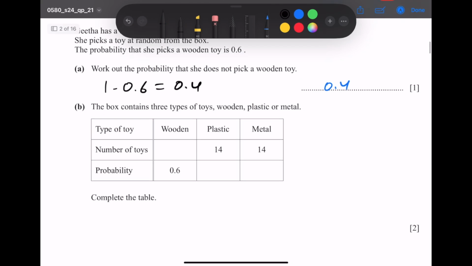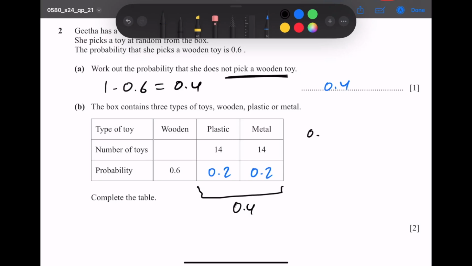Now for B. The box contains 3 types of toys, wooden, plastic or metal. Complete the table. So since the odds of her not picking up a wooden toy is 0.4, this means that the odds of her picking up either a plastic or metal toy is 0.4, since these are non-wooden toys. And since the number of toys that are plastic and metal are both the same, this means that she has an equal chance of picking up a plastic or a metal toy. And since the odds of her picking up either a plastic or metal toy in general is 0.4, this means that the odds of her picking up one of these two is half of 0.4 each. So 0.2.